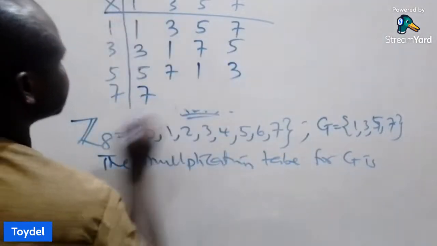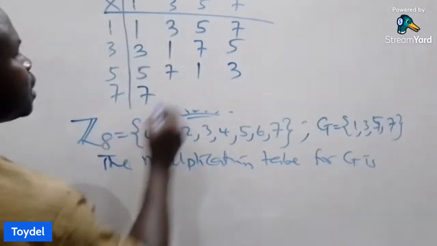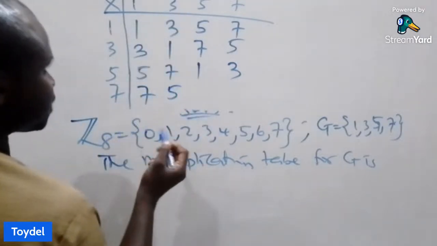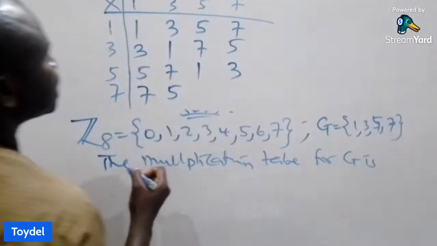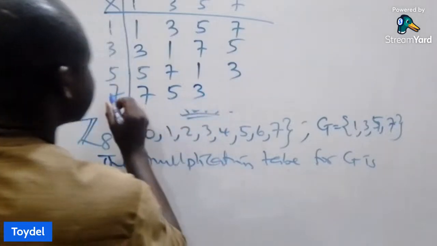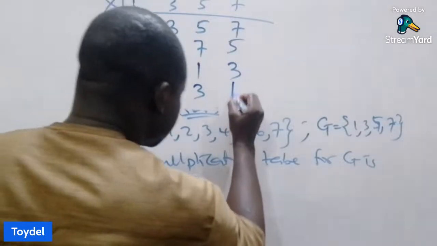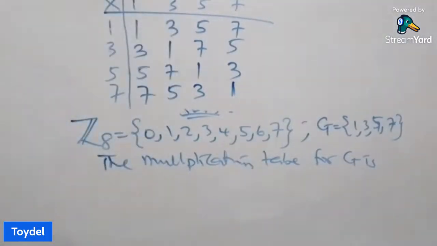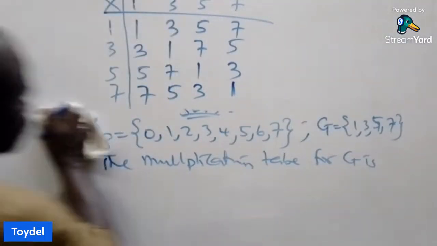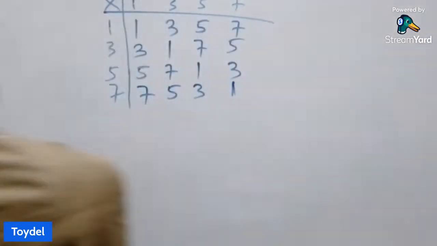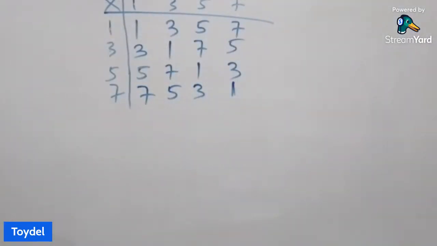Then we'll do the same thing there. 7 times 1 is 7. 7 times 3 is 21. That will be 21 minus 16, 5. 7 times 5, 35. 35 minus 32, 3. Then 7 times 7, 49. 8 times 6 is 48, remainder 1. That is the table that we are going to use to test for what we are looking for.